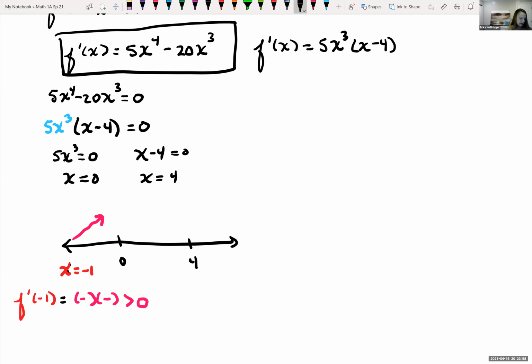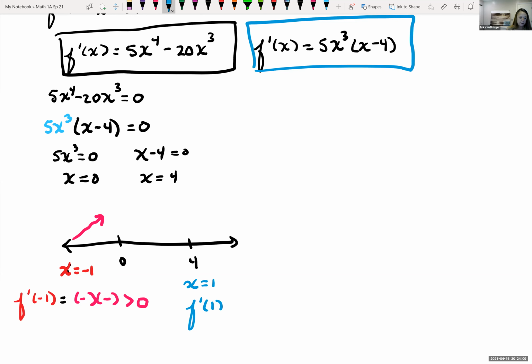Choose a number between 0 and 4. So how about x equals 1? If we plug it into the first derivative, we want to see, is our number that we get back positive or negative? Well, 5 times 1 cubed, that's a positive number, all times 1 minus 4, which is a negative number. Positive times negative is negative. This is less than 0, so it's decreasing here.